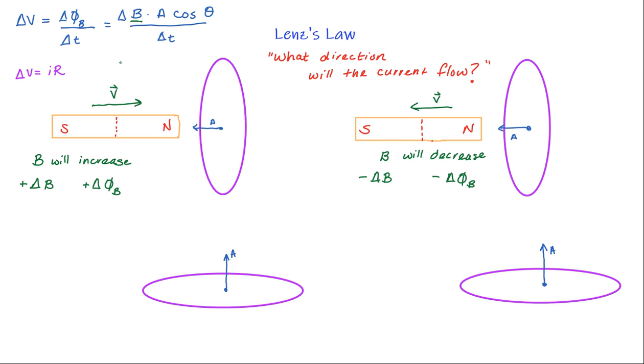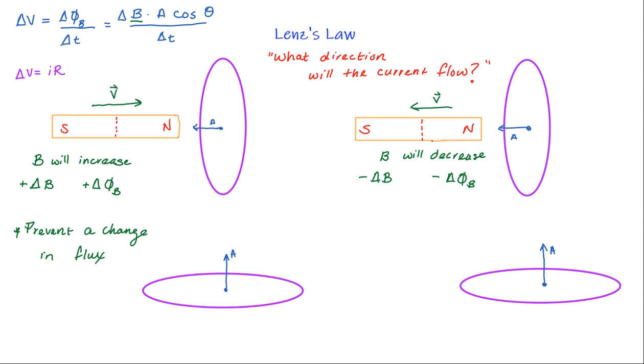Okay, so let's see what happens. When I first push this into this coil, B is going to increase. So what's going to happen, and Lenz's law says, is that the current will form in such a way as to prevent, so we want to be able to prevent a change in flux.